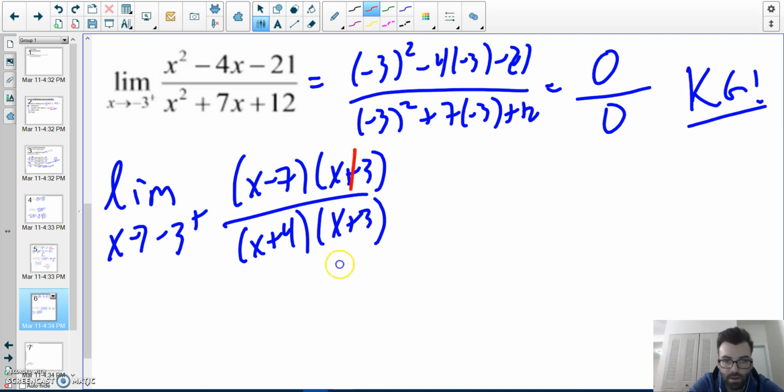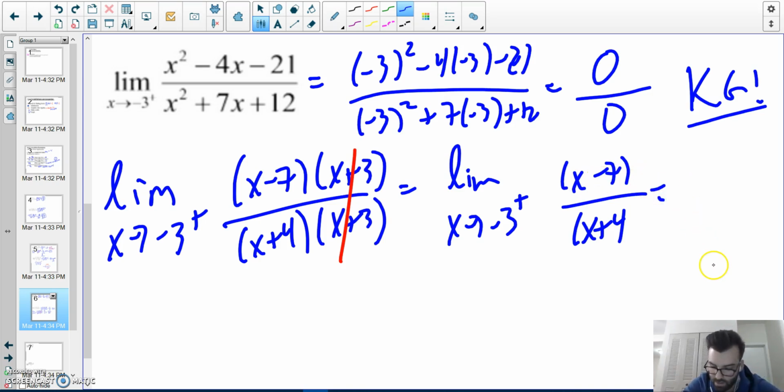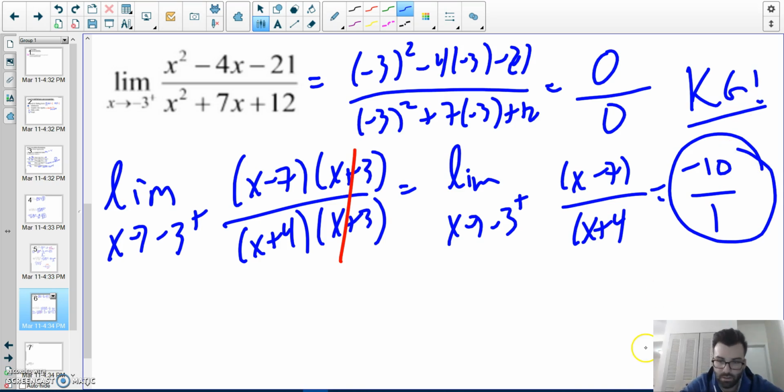So that means these cancel. I have a hole at negative 3. So I'm really concerned about evaluating the limit as x goes to negative 3 from the right of x minus 7 over x plus 4. Negative 3 minus 7 is negative 10. Negative 3 plus 4 is negative 1, so our answer is negative 10.